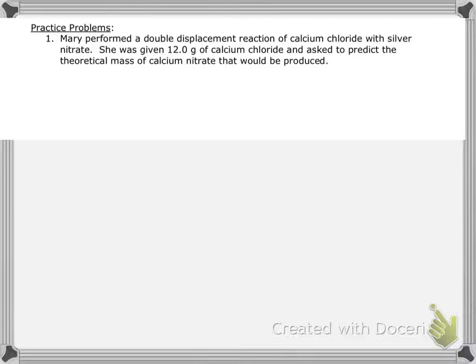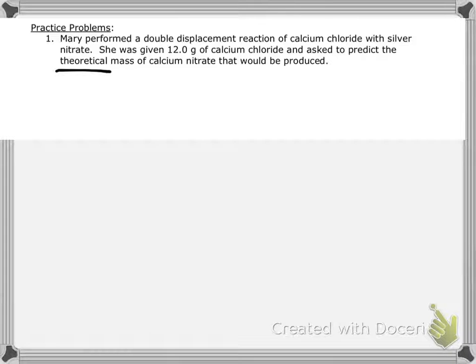So it says Mary performed a double displacement reaction, which is the same as double replacement, of calcium chloride with silver nitrate. We know how to predict products, so we are able to set up and balance this equation. It is telling us that she was given 12 grams of calcium chloride, which is one of your reactants, and asked to predict the theoretical mass of calcium nitrate that would be produced. The reason it says theoretical is because it's not a perfect world, and there's no way she's ever going to get 100% of what she's supposed to get, because there's always some error involved in collecting the product.